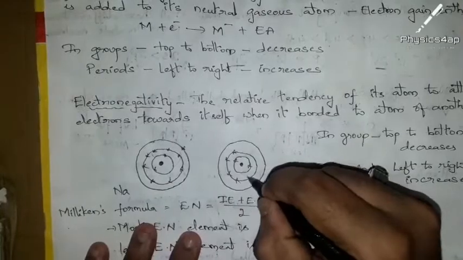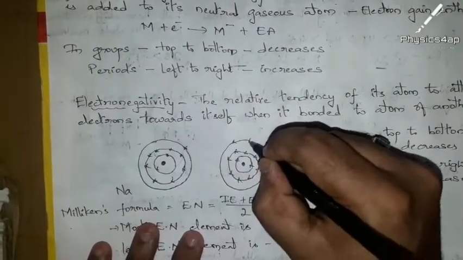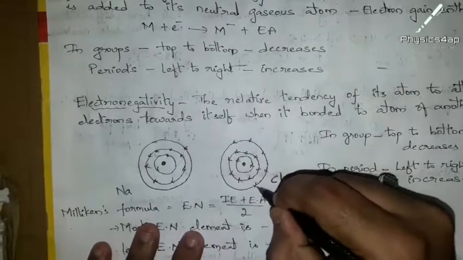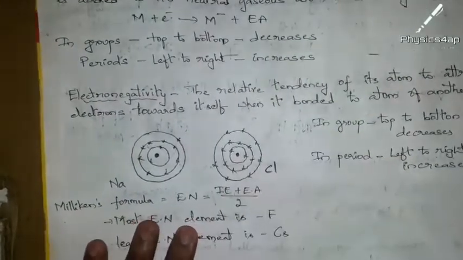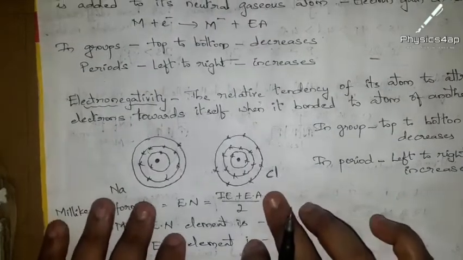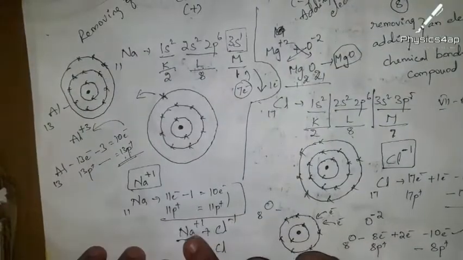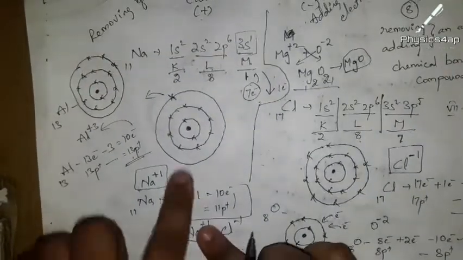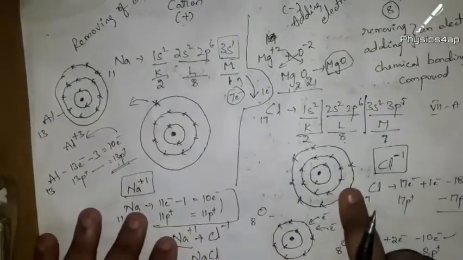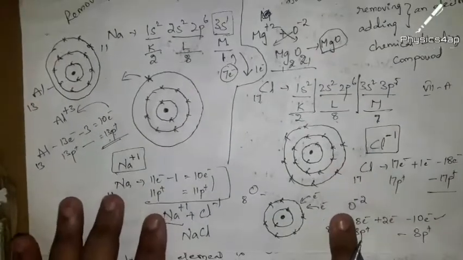Now, as we have discussed in the earlier example of Na plus and Cl minus, Na plus removes an electron, and Cl minus gains an electron, which we discussed before, right? The same applies here. Electronegativity is nothing but the tendency of an atom to attract an electron towards itself from another element.